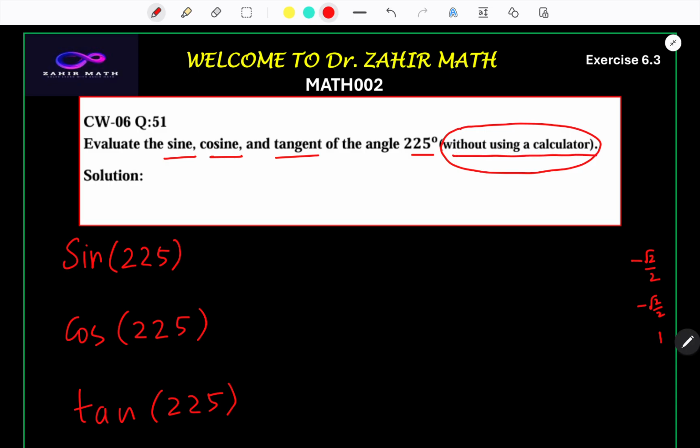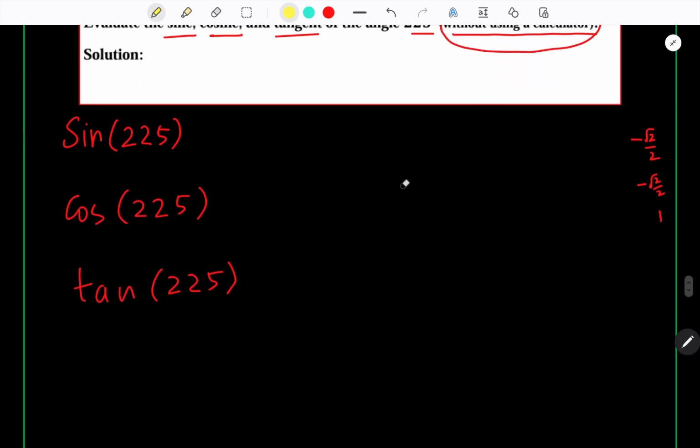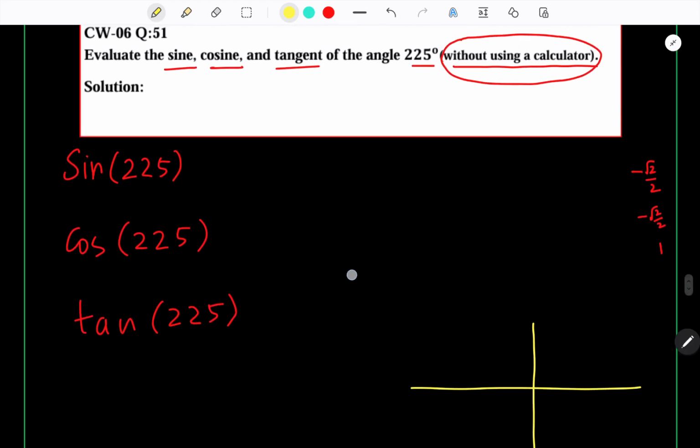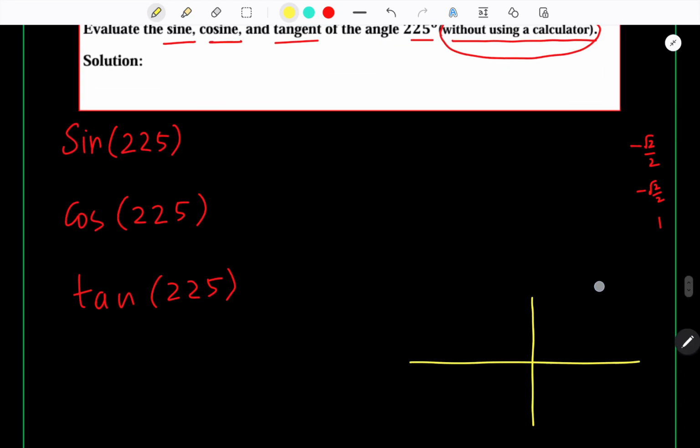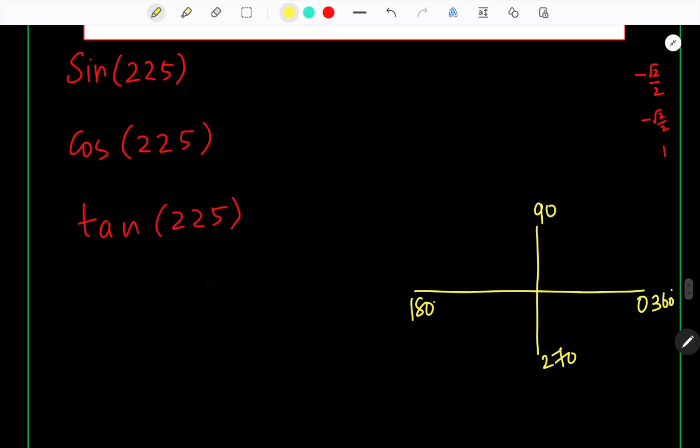So what should I do, teacher, without using calculator? It's very, very, very simple. We are going to use the reference angle. Listen carefully, right? Okay, let me draw this. Sorry, 1 minute. Let me draw here. Okay, right. Now, what is the angle? 225. So this is 0. This is 90, this is 180, this is 270, and this is 360. Okay, right. Where is 225 degree?